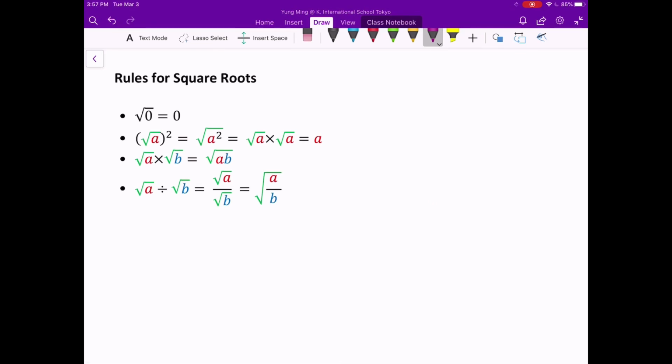Moving on to the next part, we have rules for square roots. Now the first thing is quite intuitive. What is the square root of 0? Square root of 0 is equal to 0. Okay, the second part is probably a little bit tricky, but it's actually quite easy.